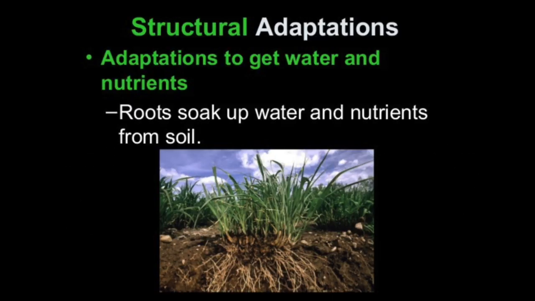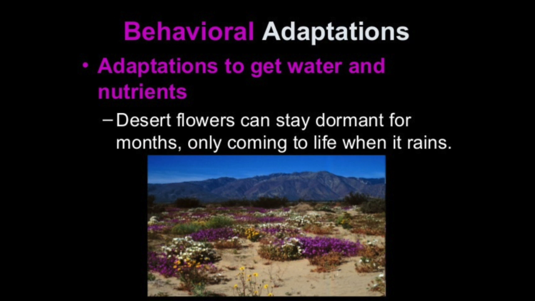Alright guys, a little bit more about structural adaptations. Those are adaptations to get water and nutrients. The roots we were talking about soak up the water and all the nutrients from the soil so that the plants can grow. For behavioral adaptations to get water and nutrients, some flowers, like desert flowers, can stay dormant for months, only coming to life when it rains. That takes us back to the frog we talked about the other day that hibernates and freezes.